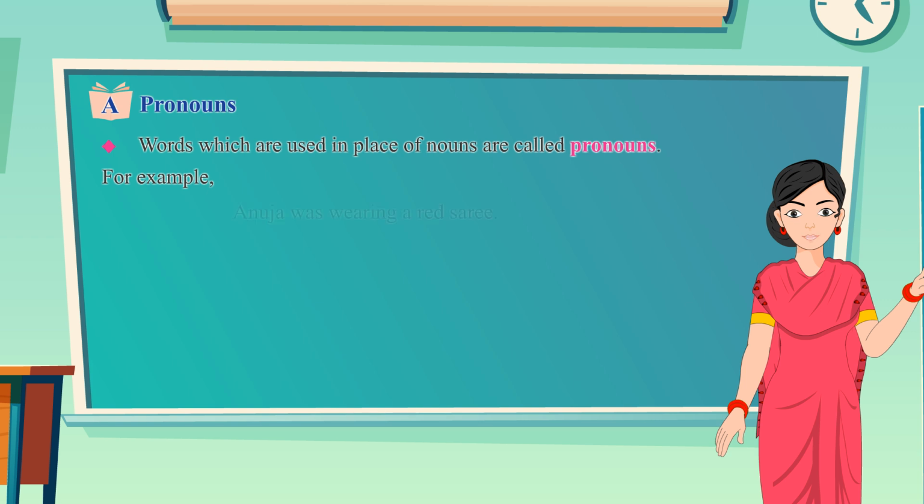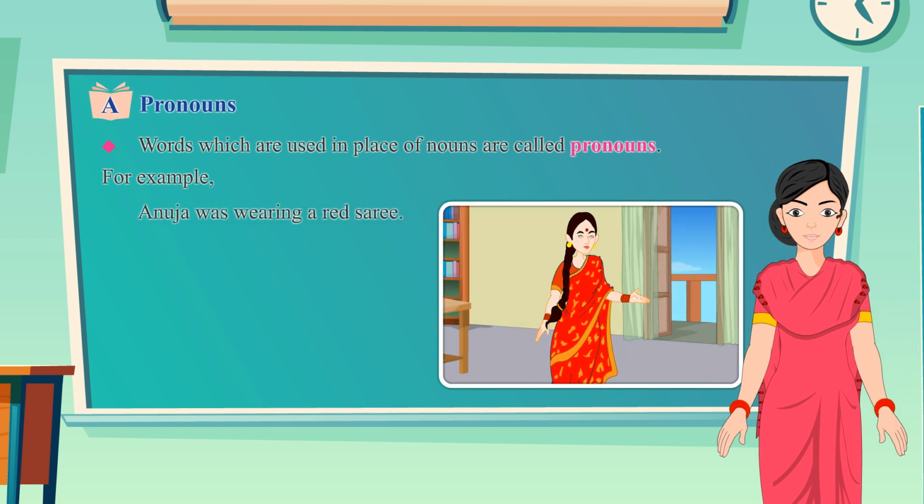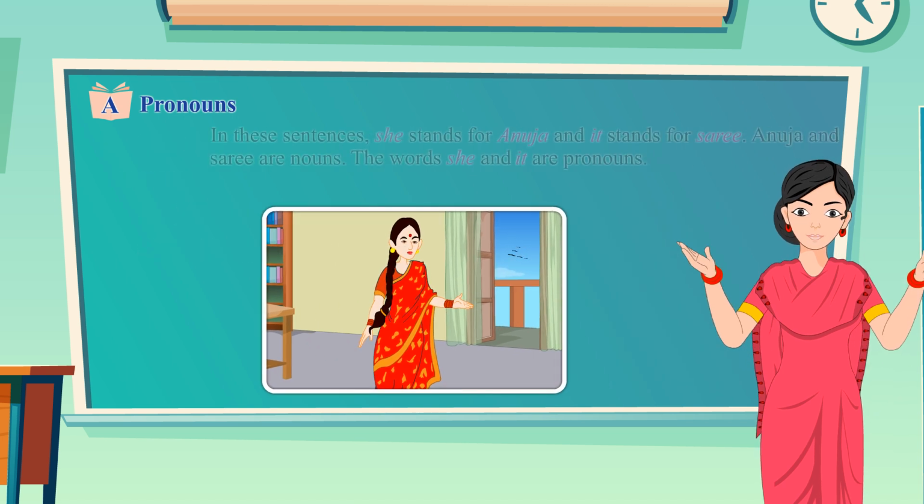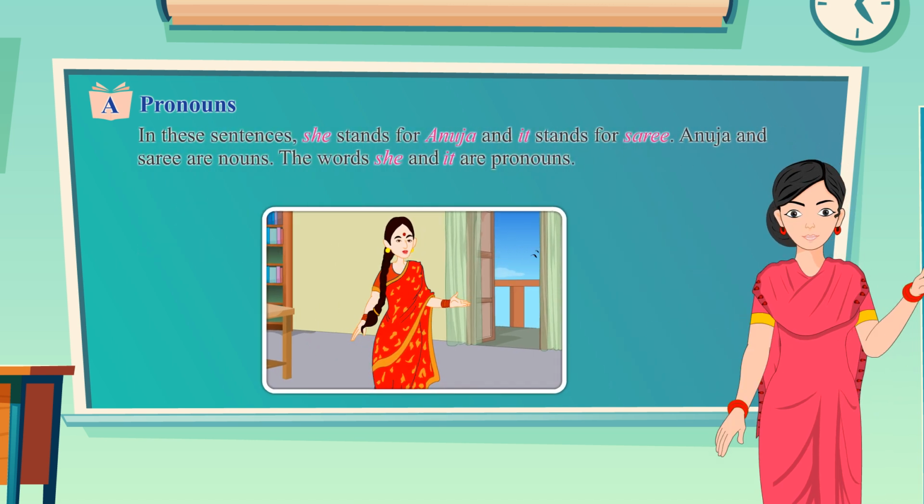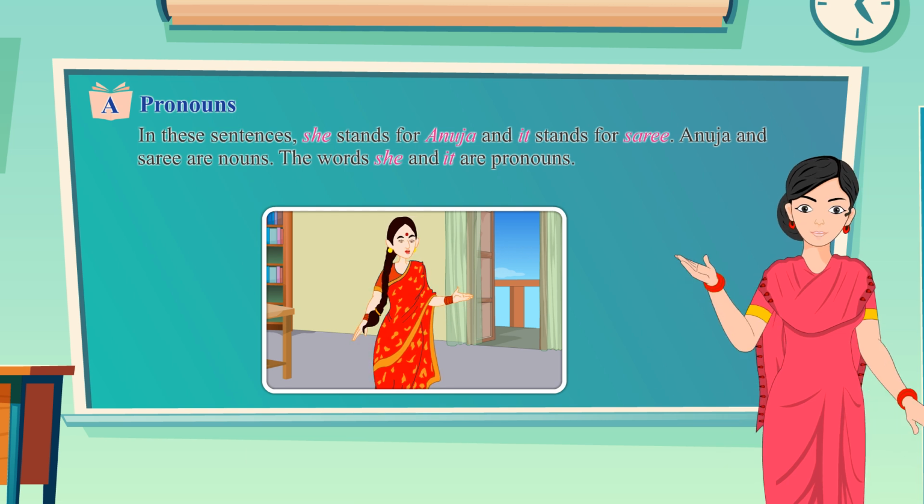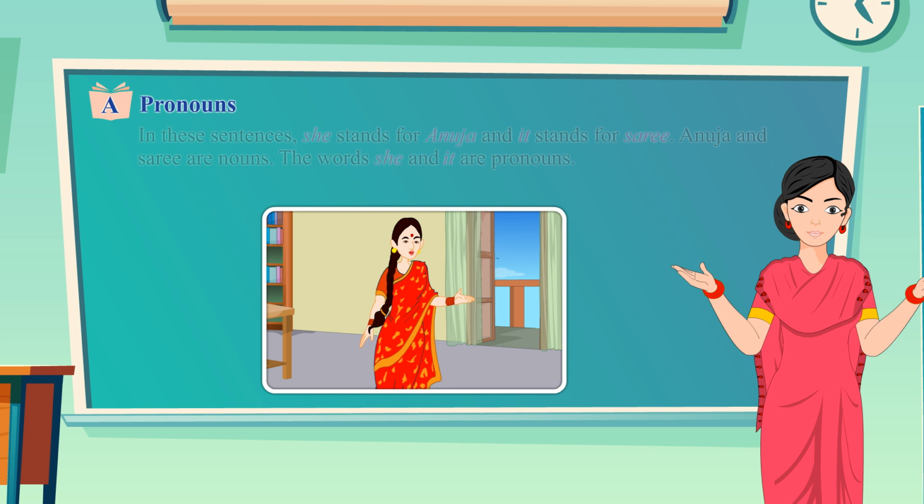For example, Anuja was wearing a red sari. She had bought it from Bengaluru. In these sentences, she stands for Anuja and it stands for sari. The words she and it are pronouns.